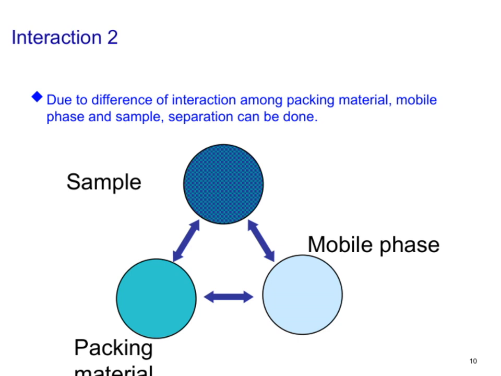When these interactions vary among the components, it creates different rates of movement through the system, allowing us to distinguish and isolate each one. So the overall idea is that the separation isn't just about pushing everything through, it's about the nuanced interplay between these three elements: the packing material, the mobile phase, and the sample itself. That's what makes chromatography such a powerful technique.